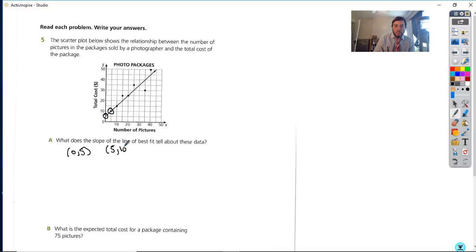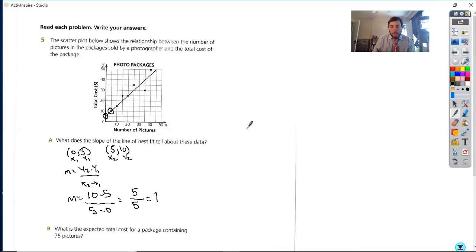So 5, 10. So if we want to find the slope, remember m equals y2 minus y1 over x2 minus x1. Here we have our x1, y1, x2, y2. So if we want to continue finding the slope, y2 is 10 minus y1 is 5 over x2, 5 minus x1, 0. So here, 10 minus 5 is 5 over 5 minus 0 is 5, which equals 1.